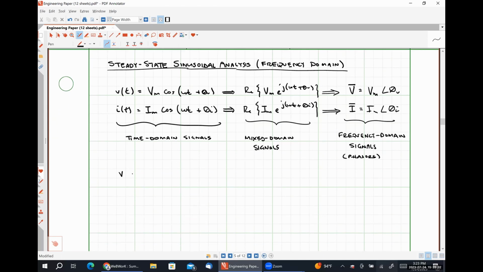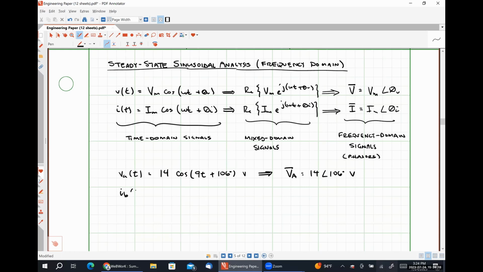signal VA of t that is 14 cosine 9t plus 106 degrees volts. The phasor representation of this voltage would be VA is equal to 14 angle 160 degrees volts. We just take the magnitude, take the phase angle, throw everything else away. Anytime we have a cosine function, that's all we need to do. Okay.